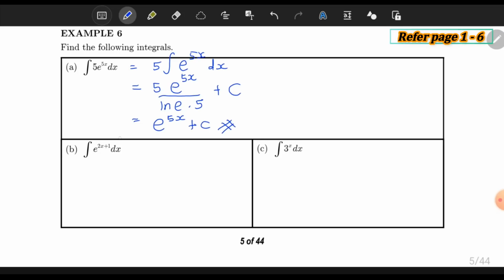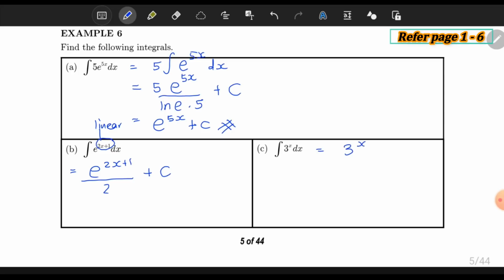Next one. Exponent 2x plus 1, and the power is linear, so we can integrate directly. We will get, copy the exponent, divide by ln e, which is 1, and differentiate the power. Divide by 2 plus c.